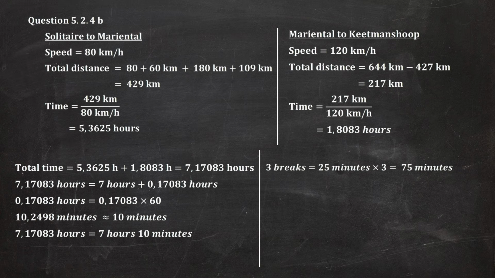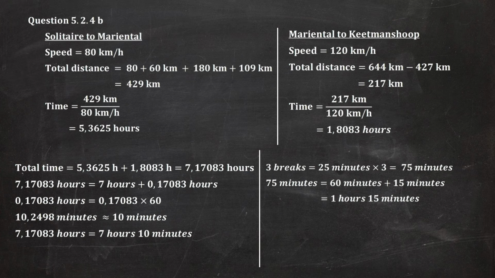Now 3 breaks of 25 minutes each equals 75 minutes, which equals 1 hour and 15 minutes. So the total time it took to complete this trip, including the 3 breaks, equals 7 hours and 10 minutes plus 1 hour and 15 minutes. This equals 8 hours and 25 minutes.